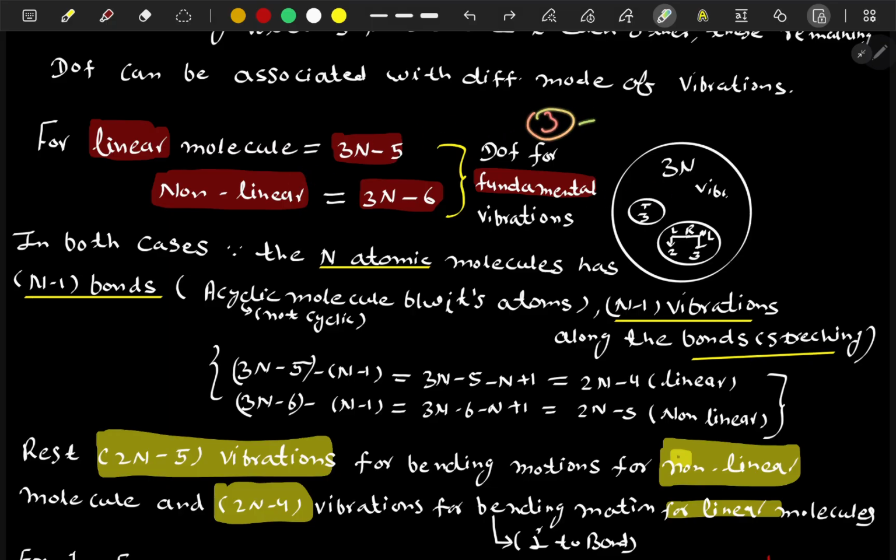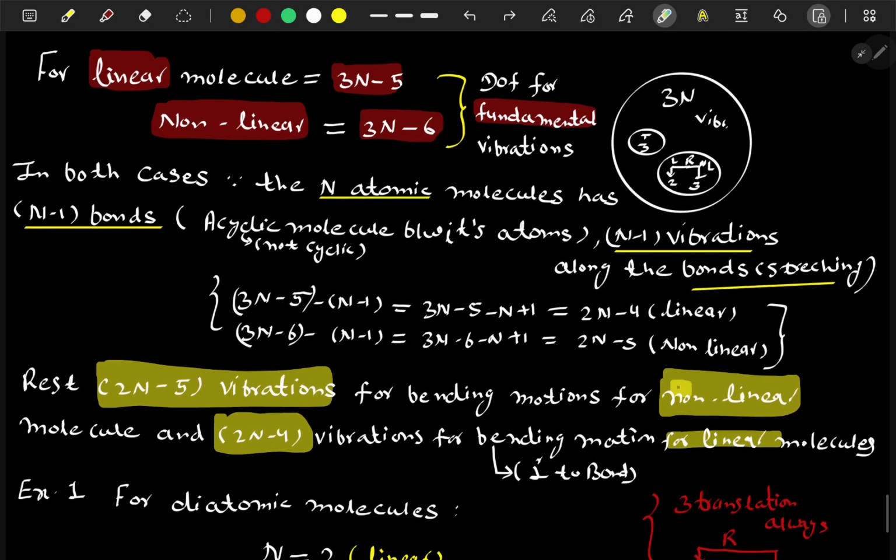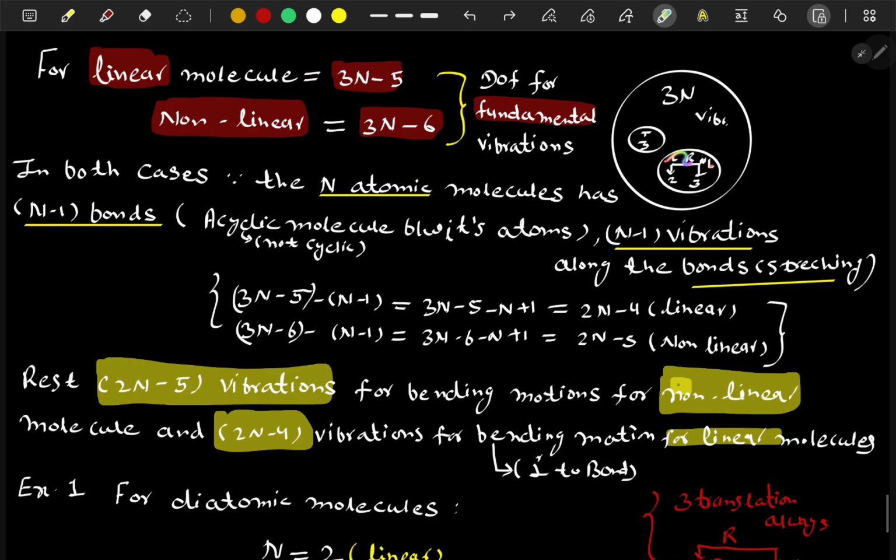3 is always subtracted for translational, and for a linear molecule it will rotate in 2 directions. So 3n minus 3 minus 2, that is 3n minus 5. And if it's non-linear, then it will be 3 rotations. So 3n minus 3 minus 3, that is 3n minus 6. Got my point? Linear and non-linear. There will be 3 for translation. We know this, so 3n minus 3 always will be there. And for linear, 2 more, so 3n minus 5. And for non-linear, 3n minus 3 minus 3, so 3n minus 6 for non-linear.